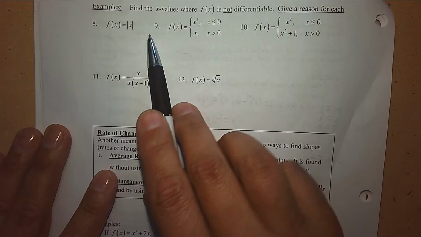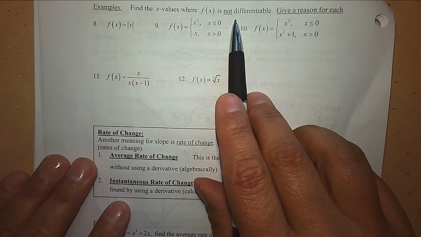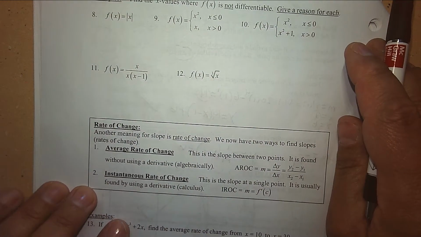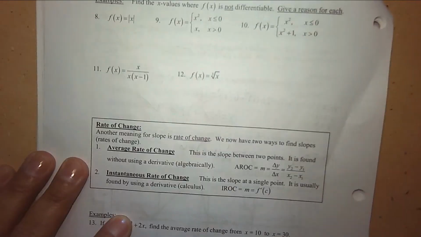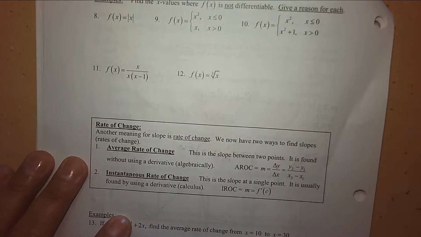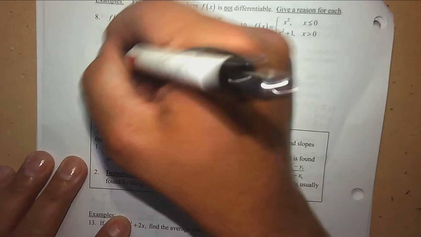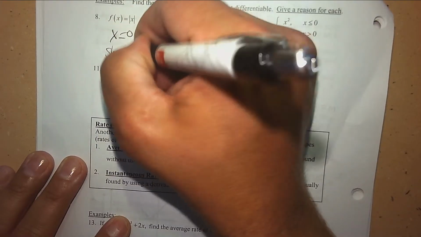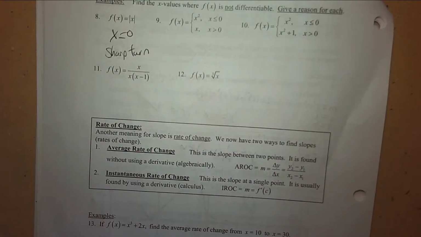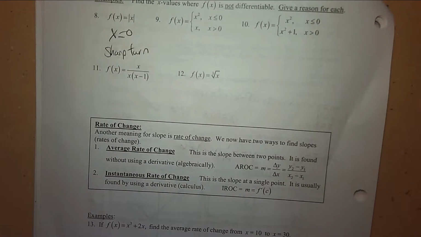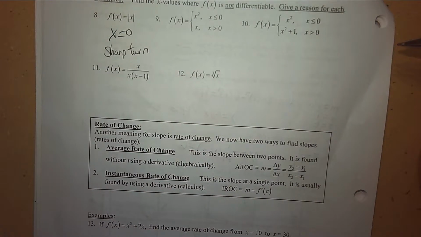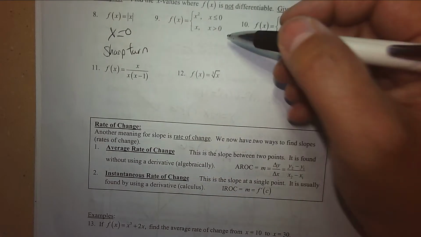It says, find the x values where it's not differentiable and give a reason. The absolute value of x. At what x value can you not take the derivative? 0. Why? There, you got it. Now, every other x value you could take the derivative of, right? But that one x value, no derivative. How about 9? Change the slope. At what x value can you not?